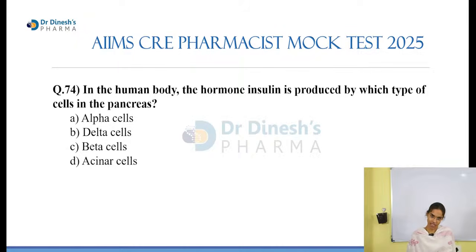Next, in the human body, the hormone insulin is produced by which type of cells in the pancreas? Very important question again. A, alpha cells; B, delta cells; C, beta cells; and D, acinar cells. What's the right answer? Beta cells. We all know that, right? The pancreatic cells which produce hormones are known as the islets of Langerhans.